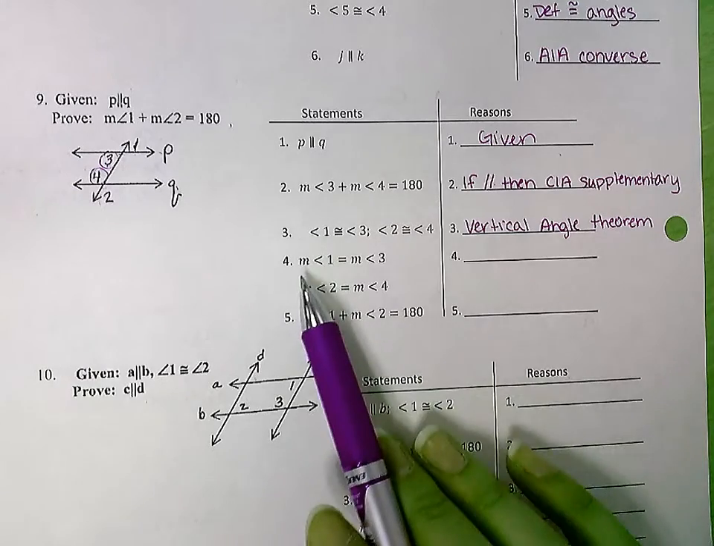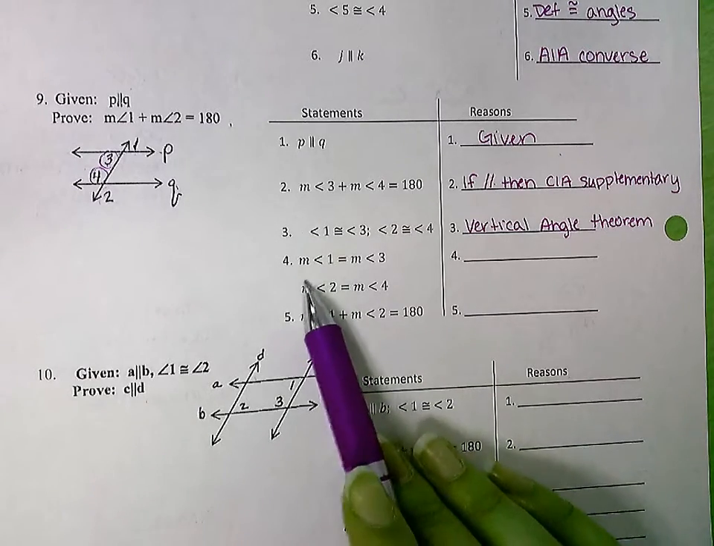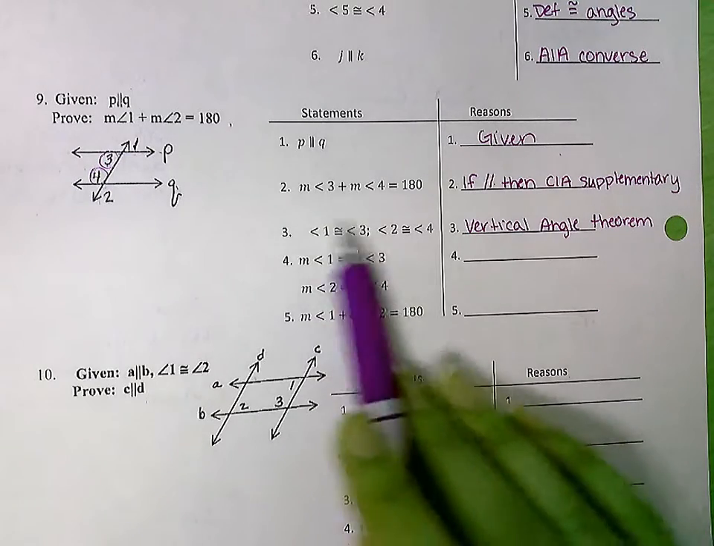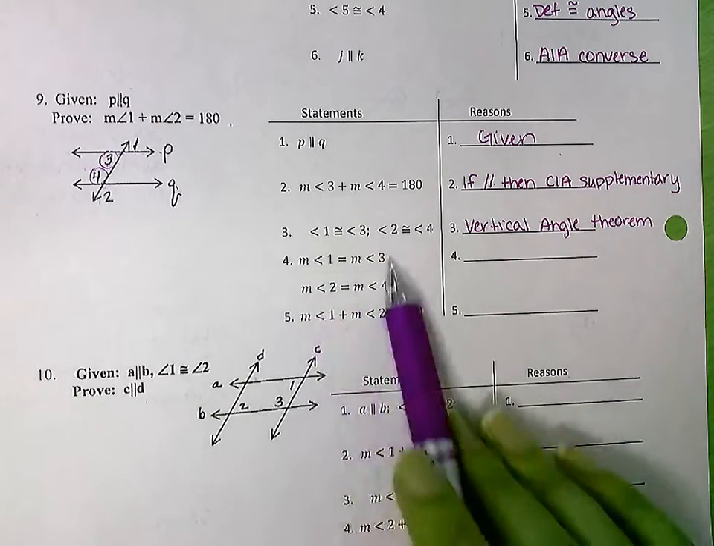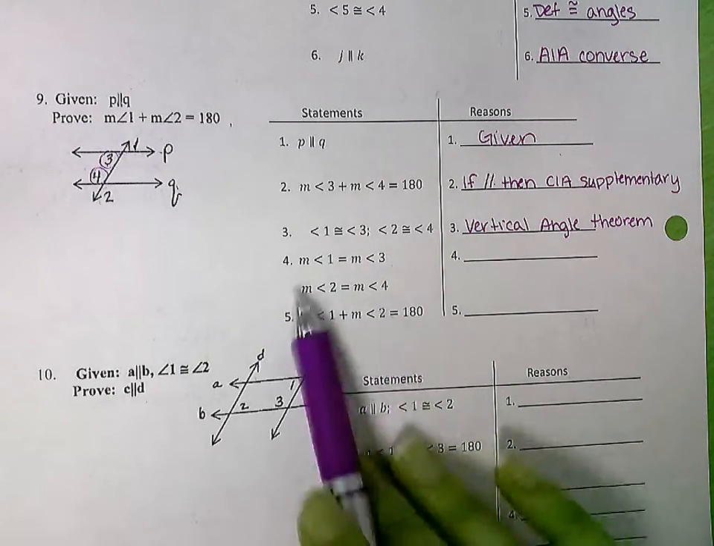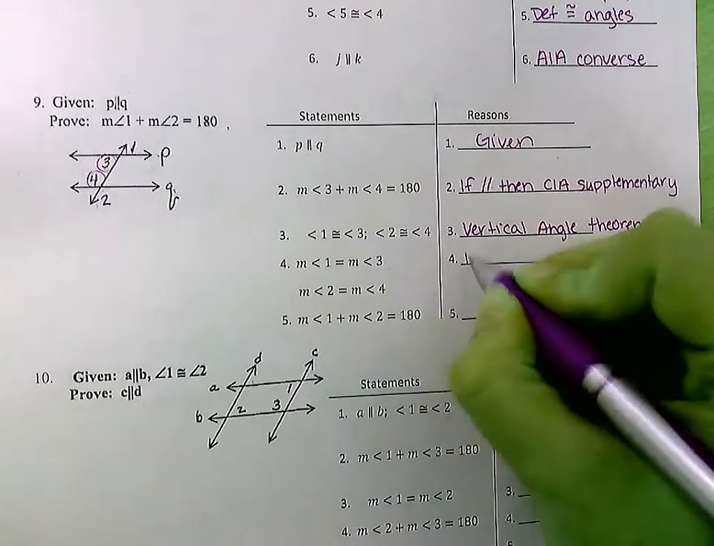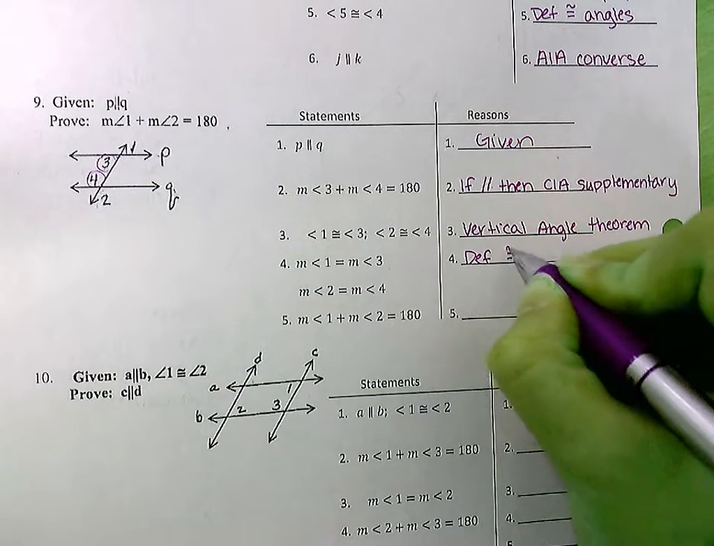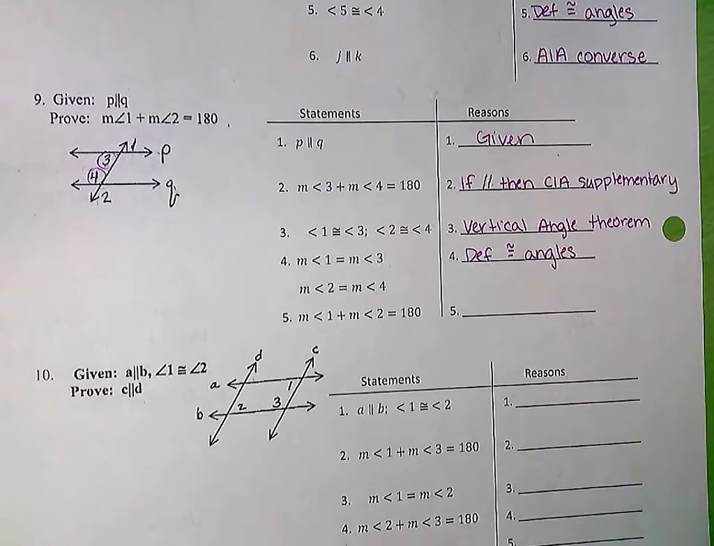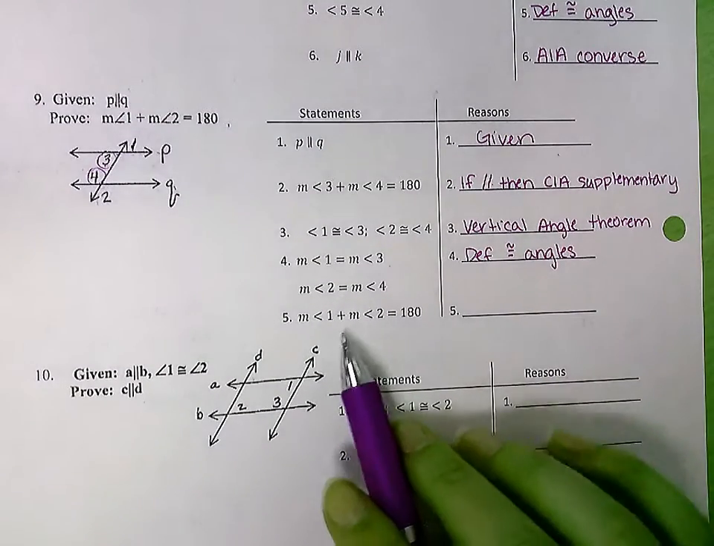Now from 3 to 4, it is definition of congruent angles. Because I'm taking these congruent angles and I'm changing them into equal measures. Both pairs there, equal measures. So we have definition of congruent angles.